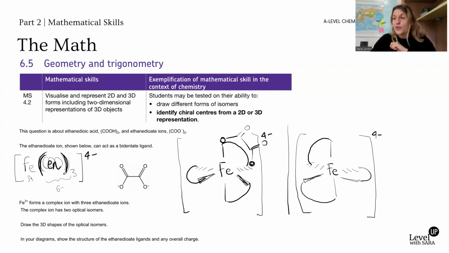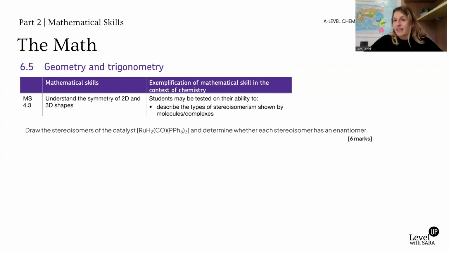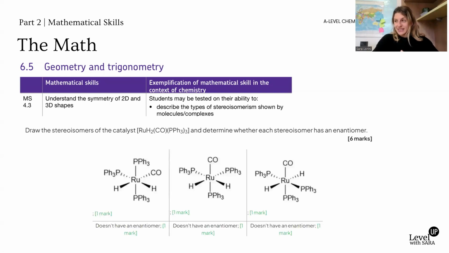And now I will show you also another 6-mark question. So pause and make sure you try it. Draw the stereoisomers of the catalyst and determine whether each stereoisomer has an enantiomer. Here it's a lot of drawing practice. So make sure you give it a go. You don't skip it because I know it's a lot of work. So this is what 6 marks look like in this question.